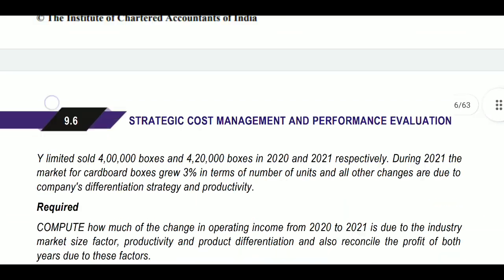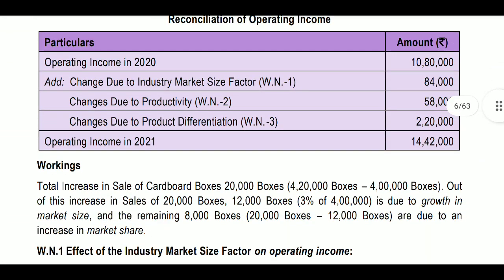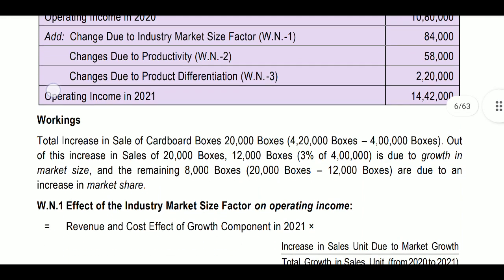So what is the answer? Operating income in 2020 will be 10 lakhs 80,000. Last year is taken first, and current year operating income will end at 14 lakhs 42,000. And for this, change due to industry market size, change due to productivity, change due to product differentiation, the working was provided.